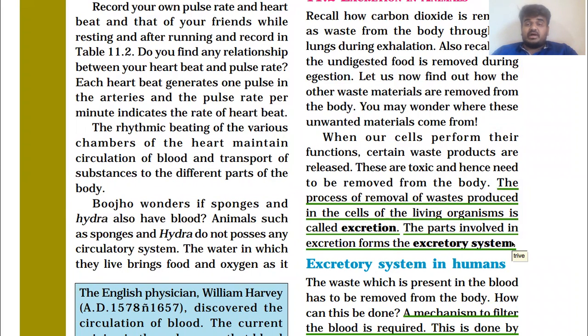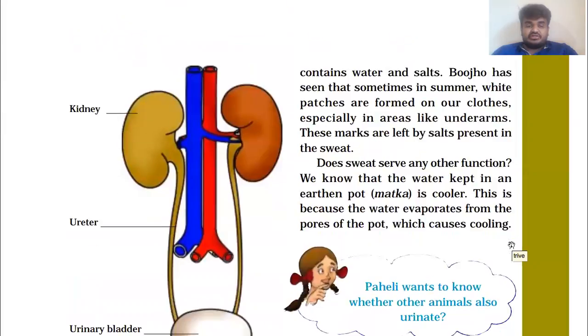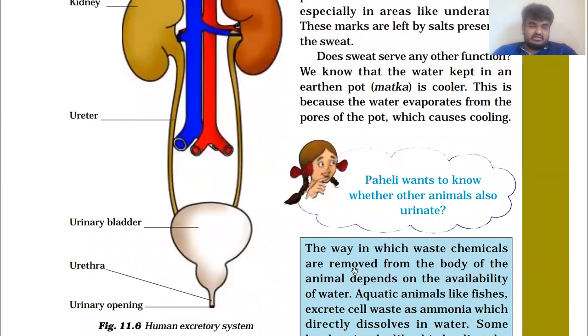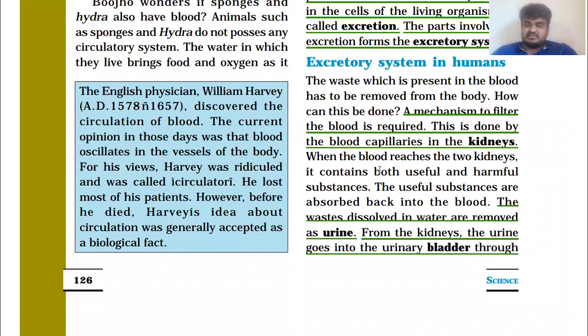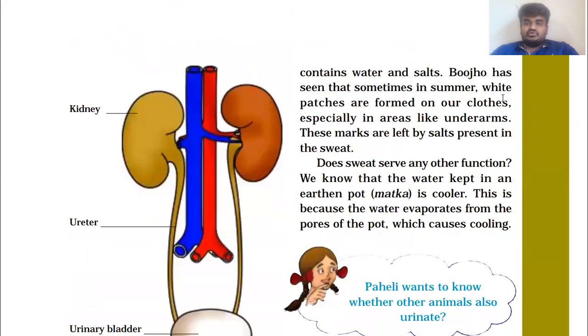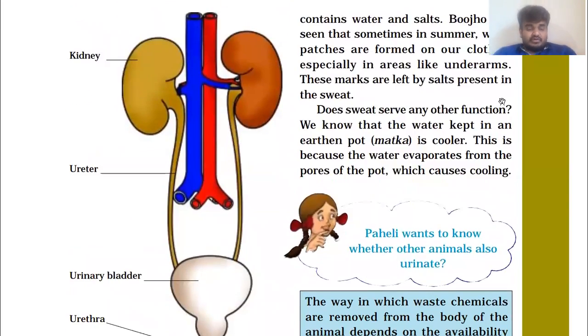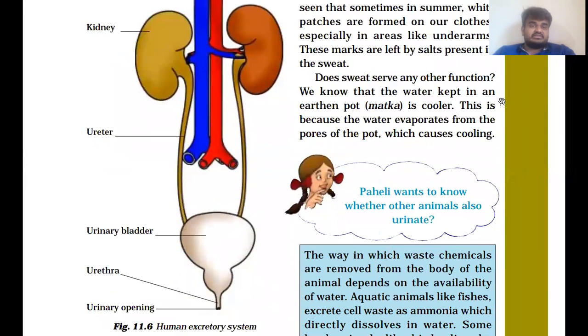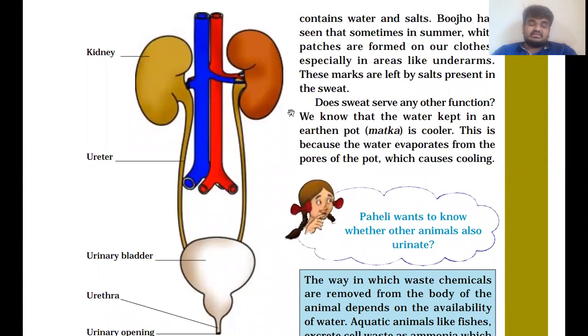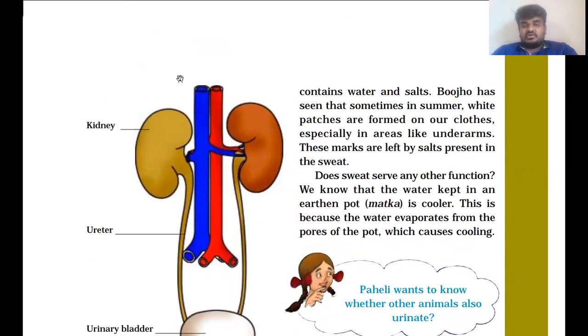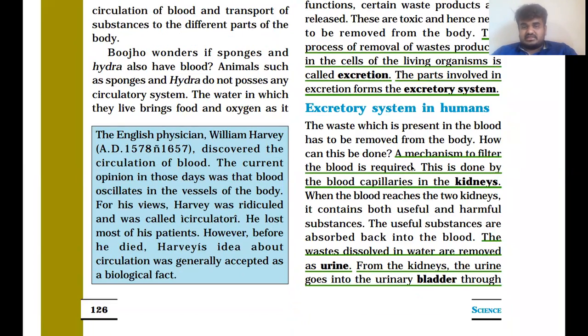Which type of parts? Kidney, ureter, urinary bladder, and urinary opening. So we'll discuss this figure also. This will form the excretory system. So first of all, in this excretory system, you are given some main topics. These are important.